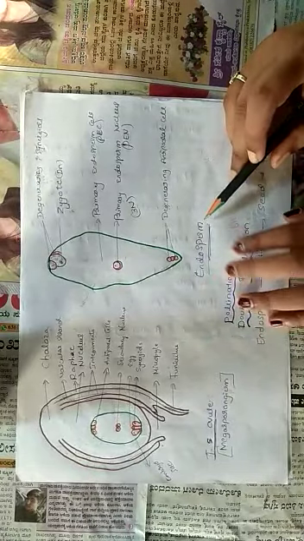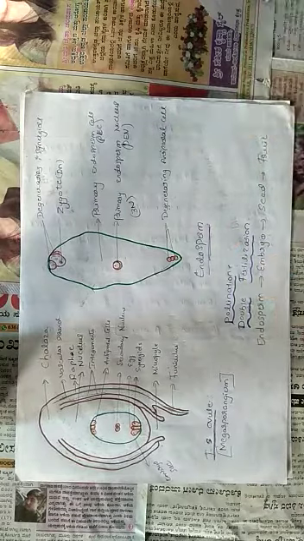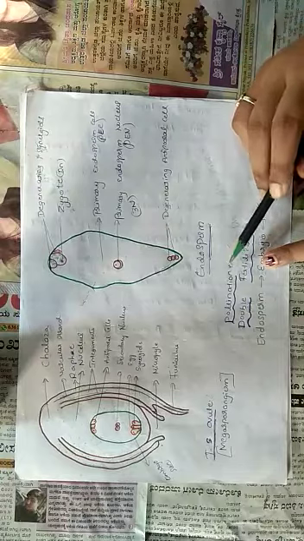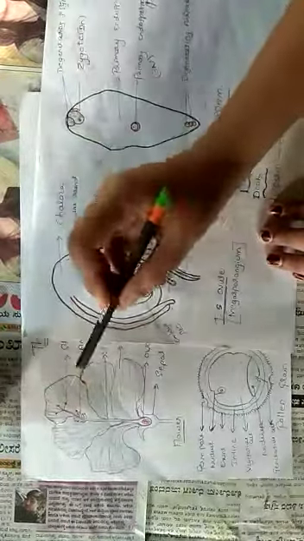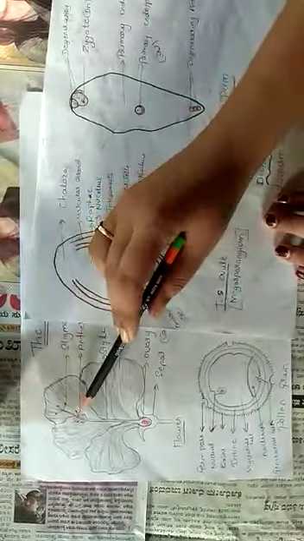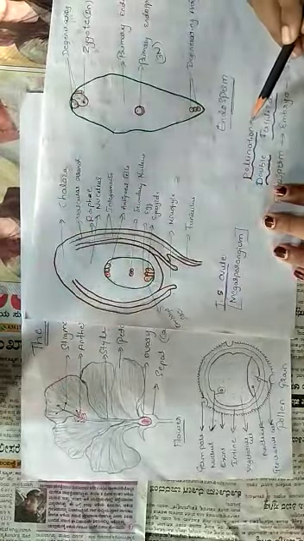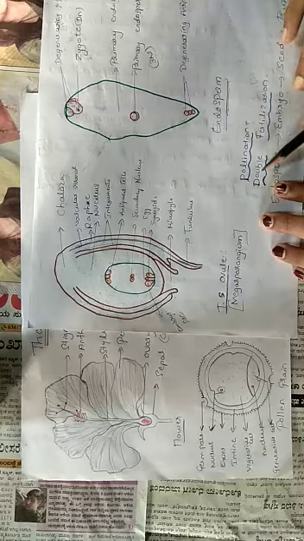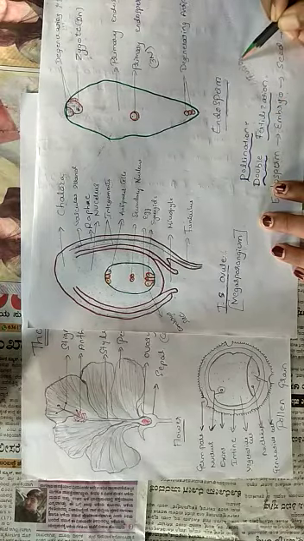Before the endosperm, we have to learn two definitions, that is pollination and double fertilization. How will you define pollination? Pollination is nothing but the transfer of pollen grain from the anther to the stigma of the flower, and that is called pollination. What is double fertilization? Two times fertilization takes place. Fertilization means fusion.